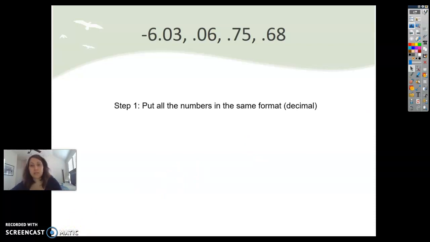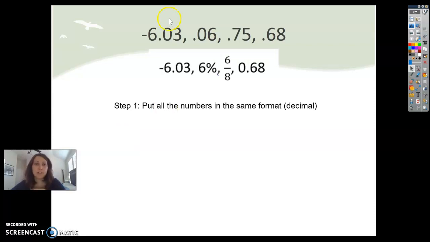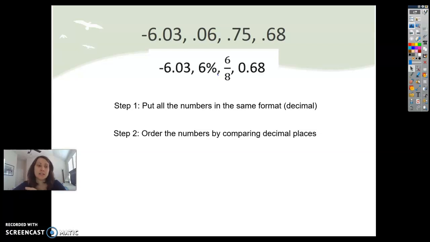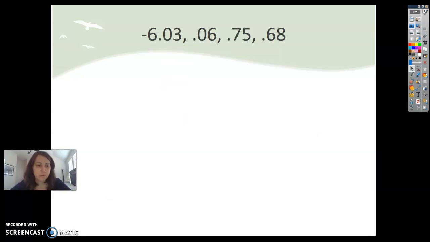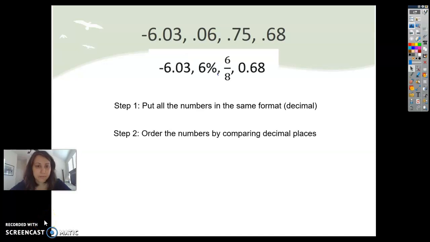So step 1, we've put the numbers in the same format. I have them up here at the top in the decimal format and then in their original format underneath. Step 2, we're going to order these numbers by comparing the decimal places. So you may want to take them and stack them so all the decimals are lined up. That's one way to do it. I'm not going to do that just for ease of the program I'm using.